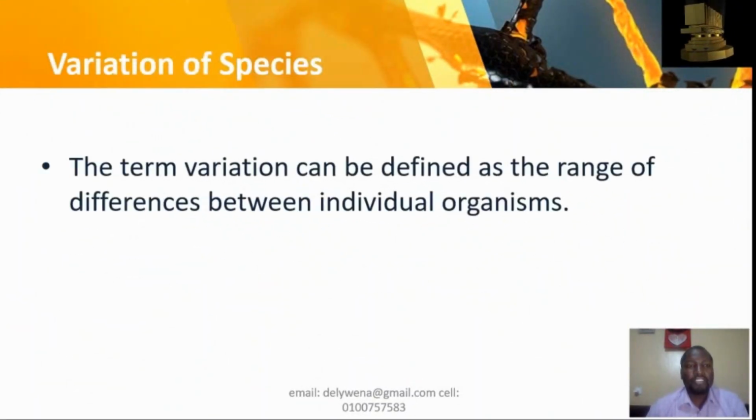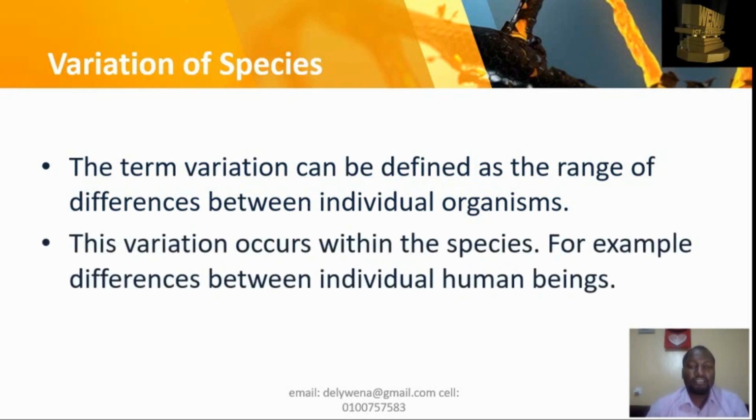Now, there's also another term that is variation of species. The term variation can be defined as the range of differences between individual organisms. I can repeat, the term variation can be defined as the range of differences between individual organisms. How one organism varies from another organism.